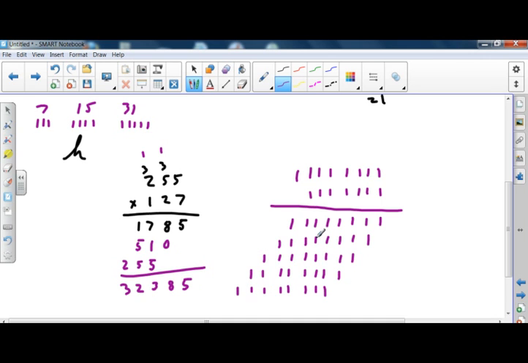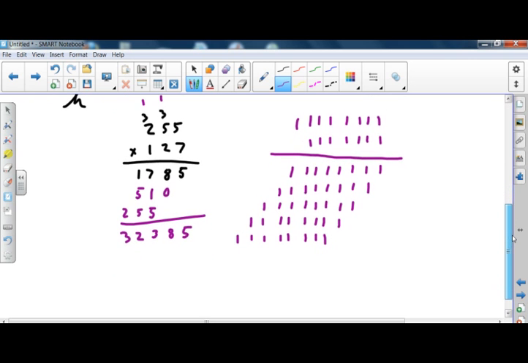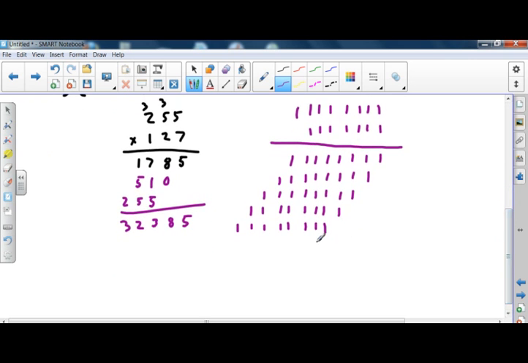How many do I got? I can see why this is so much less complicated. 1, 2, 3, 4, 5. I need 2 more. 1, 2, 3, 4, 5, 6, 7, 8. 1, 2, 3, 4, 5, 6, 7, 8. 1, 2, 3, 4, 5, 6, 7. Okay, so I got enough.